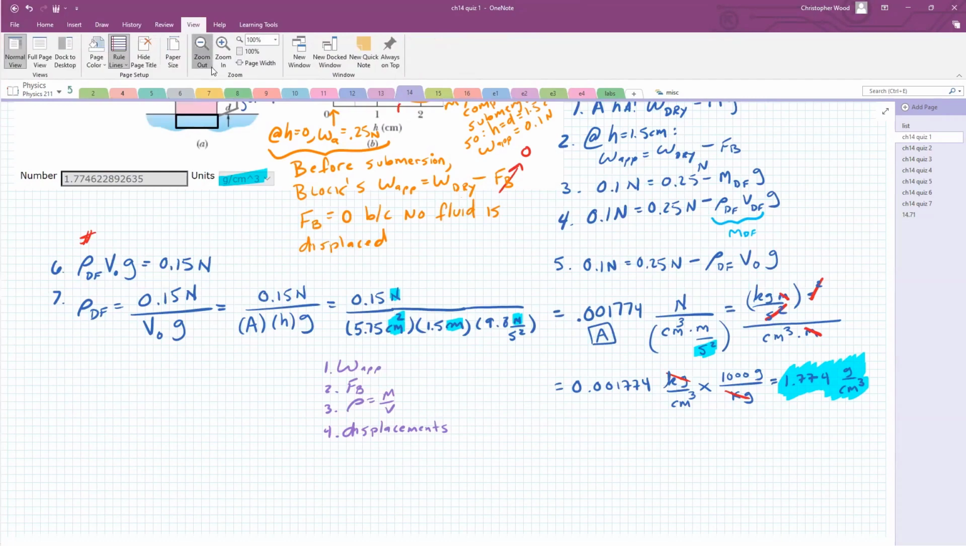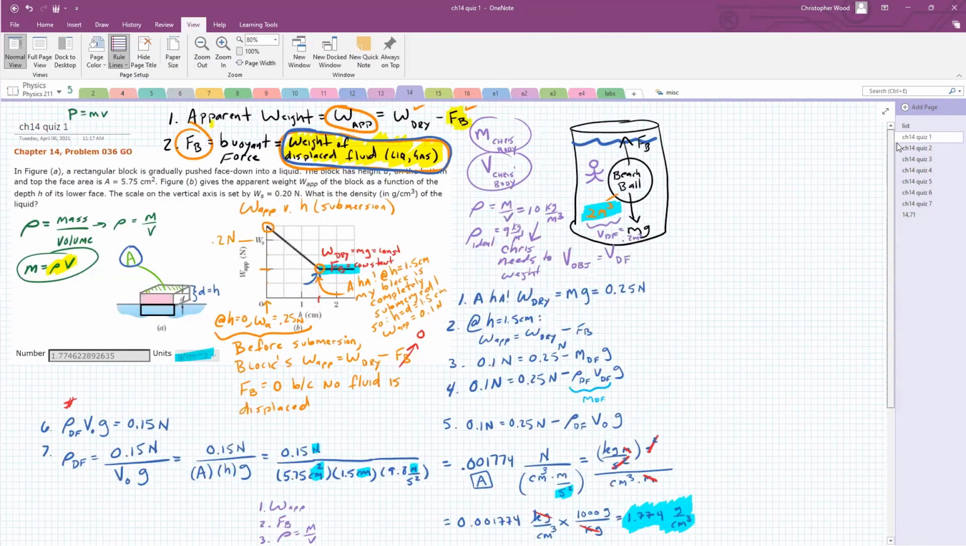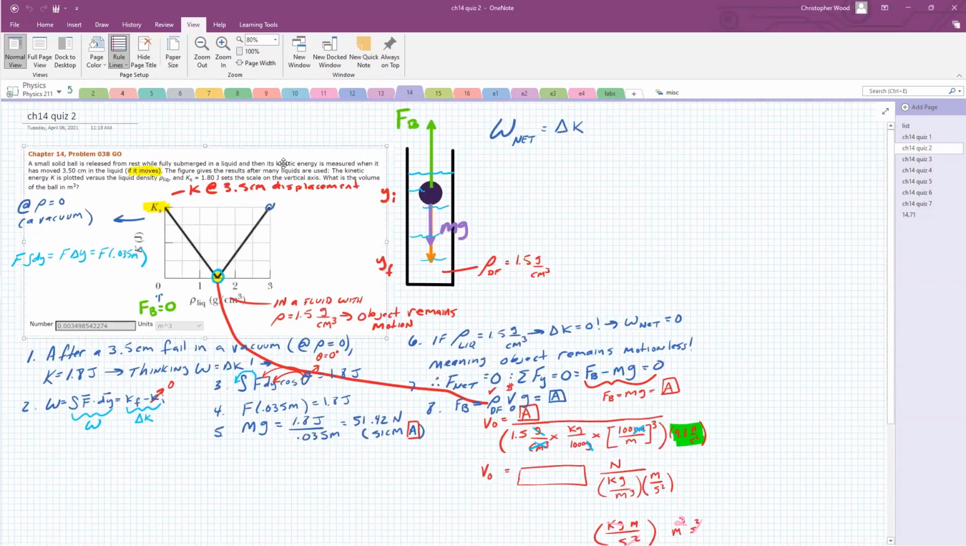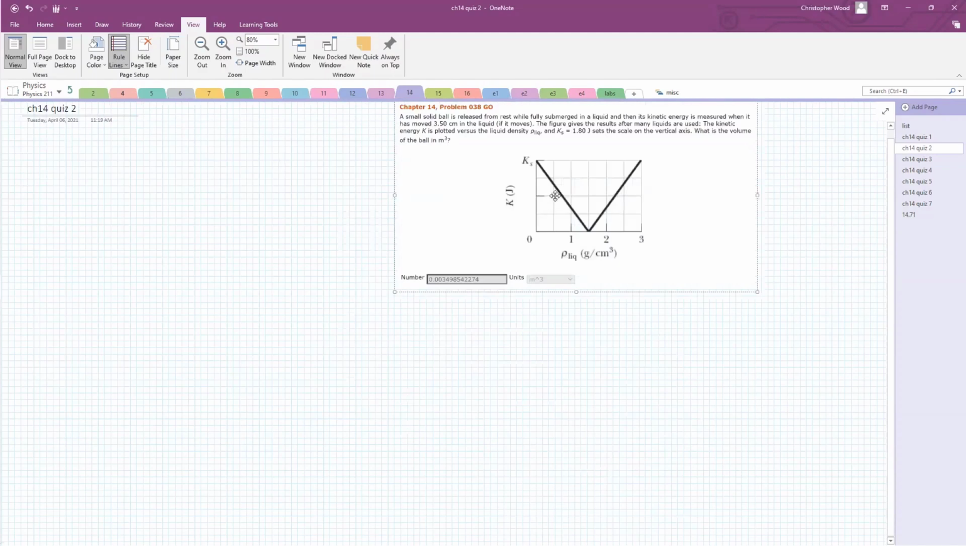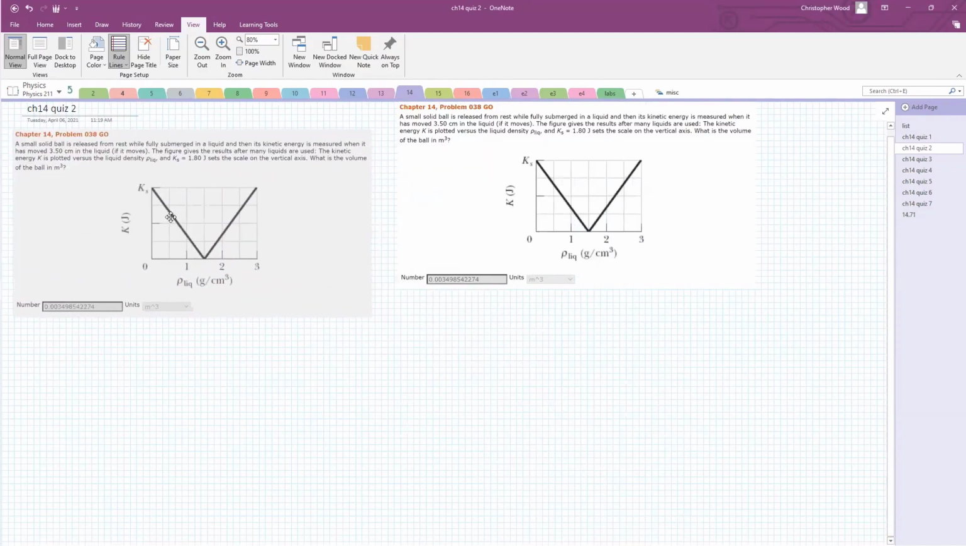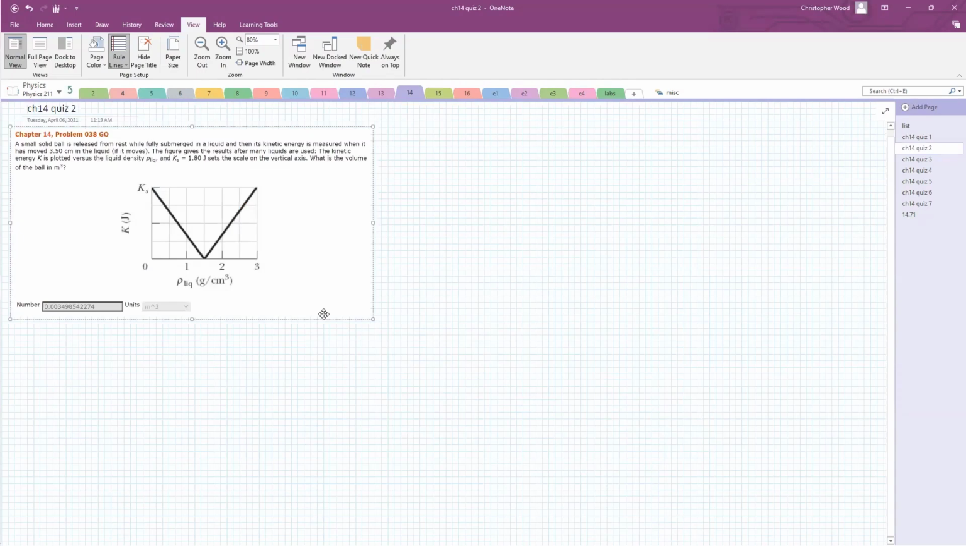Give me a second. Let me get the next quiz warmed up. Chapter 14, quiz 2, which is homework problem 38. Chapter 14, quiz 2 is now available. Clear the clutter. I think the first few quizzes are fluid statics, and then we do fluid dynamics as far as today's plan. Please let me know if you're not seeing what I think you're seeing.